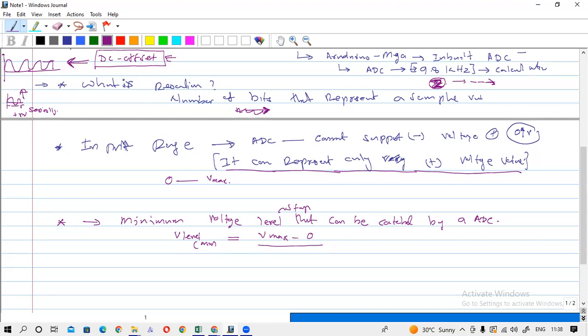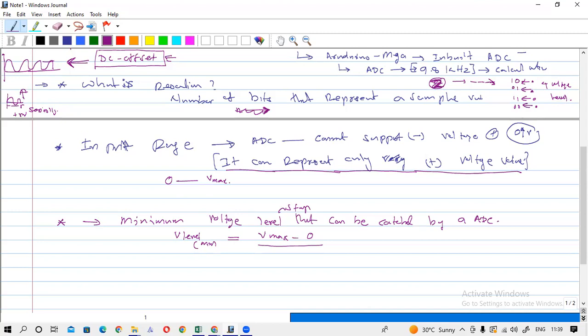Yeah, that is 4. You can see that there can be 1 0, 0 1, 1 1, 0 0 like this. So this will be a voltage level, this will be a voltage level, and this will be a voltage level, this will be a voltage level. So you can represent 4 voltage levels definitely. These are the number of voltage levels you can represent using a 2-bit resolution ADC.